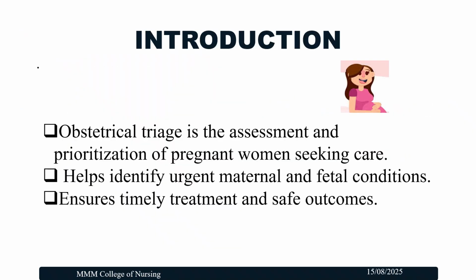Obstetrical triage is the assessment and prioritization of pregnant women seeking healthcare. It helps identify urgent maternal and fetal conditions to treat or diagnose immediately, and ensures timely treatment and safe outcomes of the delivery.